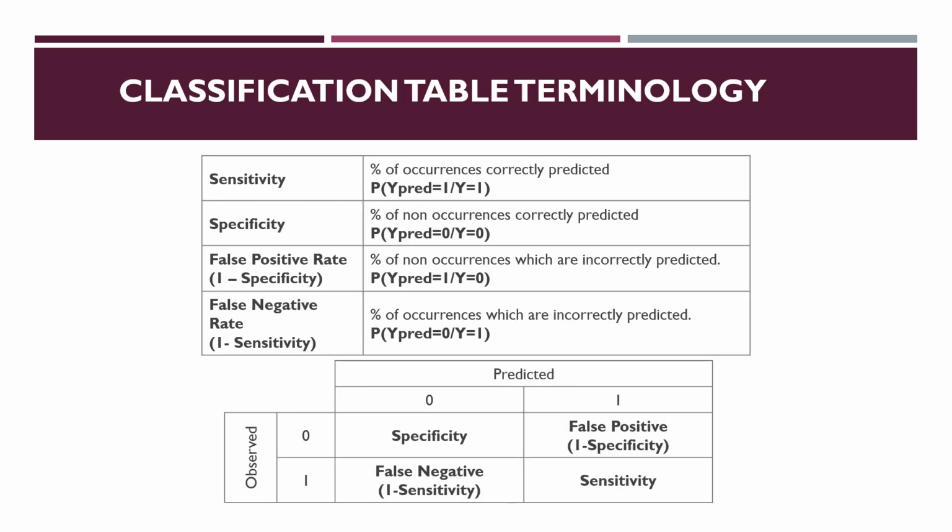Let us now understand the terminology related to classification table. We deal with 4 major terms here like sensitivity, specificity, false positive rate, and false negative rate. Sensitivity is defined as percentage of occurrences correctly predicted. Specificity is defined as percentage of non-occurrences correctly predicted. False positive rate is actually complement of specificity, and false negative rate is the complement of sensitivity.